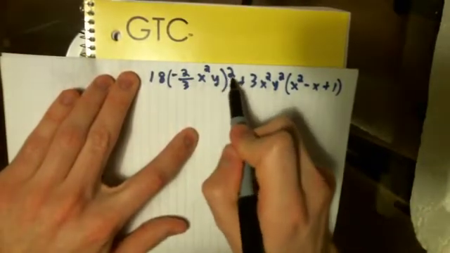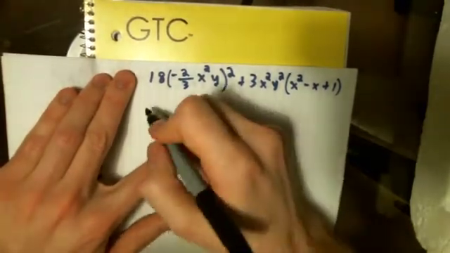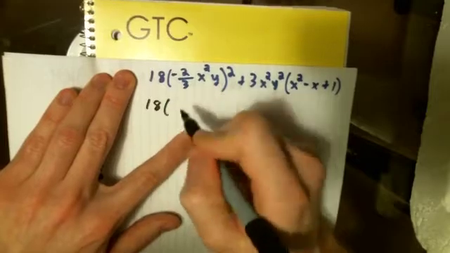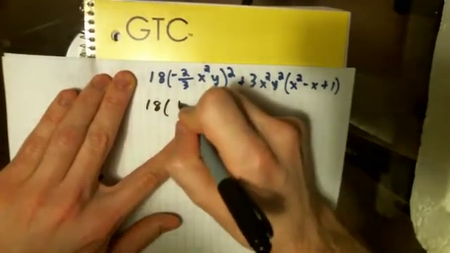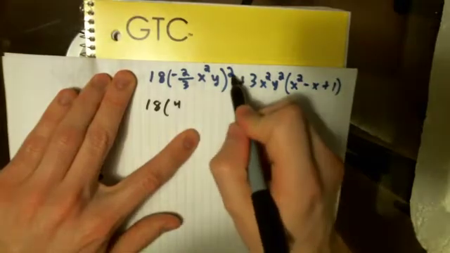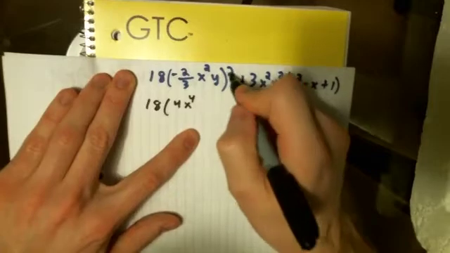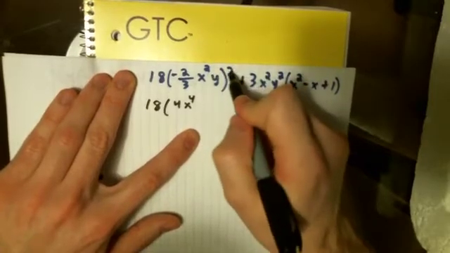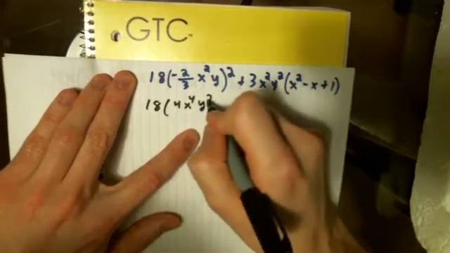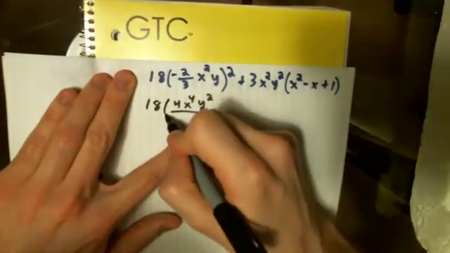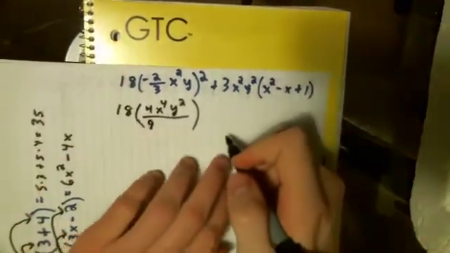So if I'm squaring this quantity, we learned in the last video that we have to square each term in the quantity. So we have 18 times, well, I have negative 2 squared, which gives you 4. Negative 2 times negative 2 is 4. X squared squared gives me x to the 4th. The powers multiply here. And y squared, well, that's y squared. 3 squared is 9. So I get 9 on the bottom.